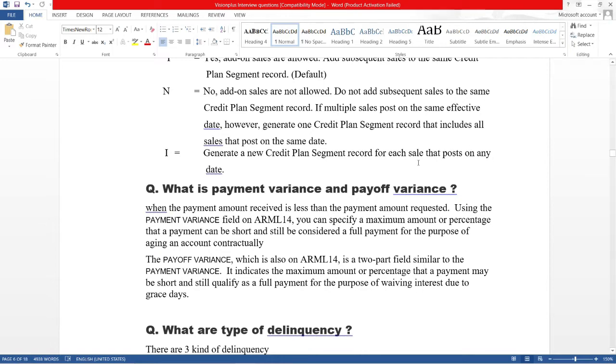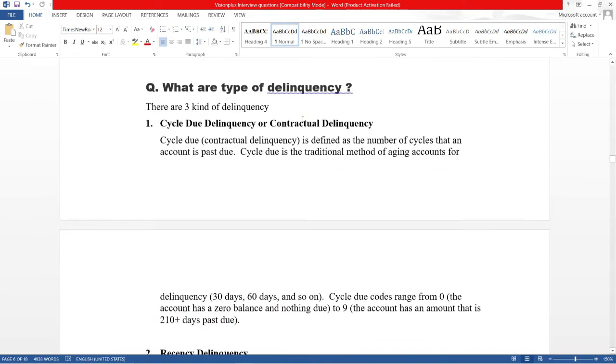Now the next question is, what are the delinquencies? We can say there are three kinds of delinquency: cycle due delinquency or contractual delinquency, recency delinquency, and day delinquency. The first is the most strict.